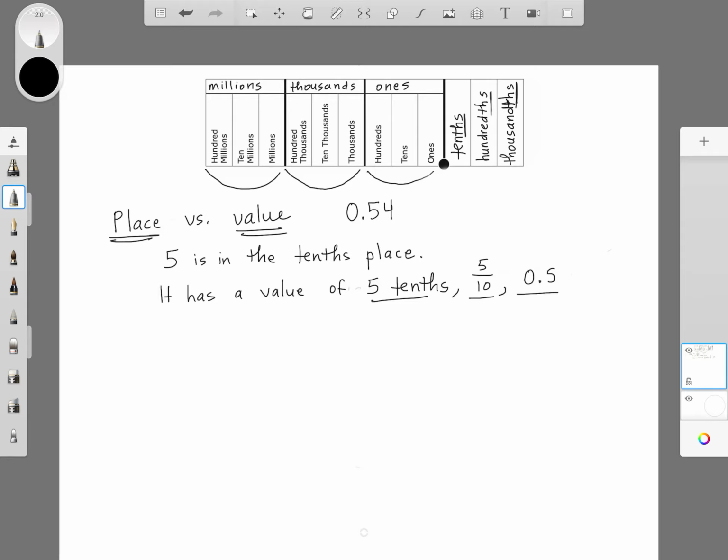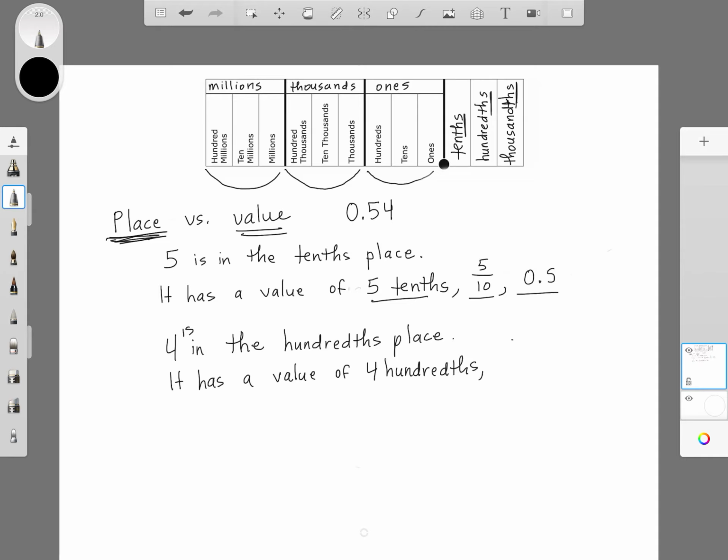The 4 is in the hundredths place. That's its place again. It has a value of 4 hundredths. And again, we can write that as 4 hundredths in different forms. All three of those are the same. So that's place versus value.